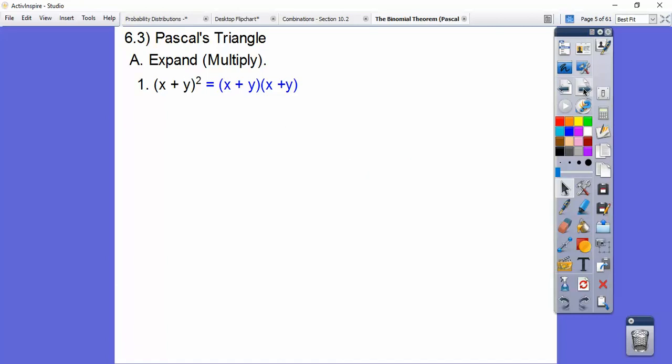And if we FOIL it out, we'll get x squared, and then outer times outer is xy, inner times inner is yx, which is the same as xy, so we're adding them, so we have two xy, and then last times last is y squared, okay? So x squared plus 2xy plus y squared, okay? So let's expand x plus y cubed, okay? So that's just x plus y times x plus y times x plus y.